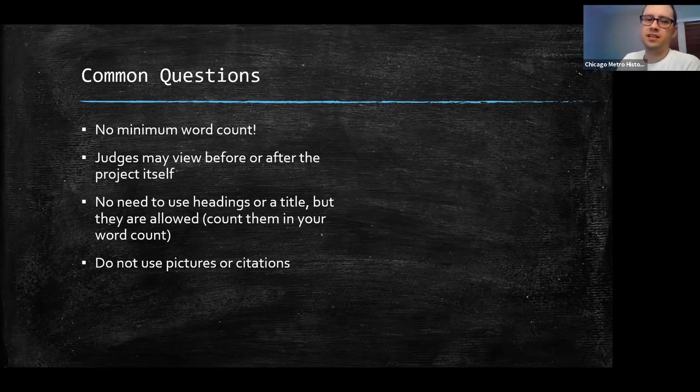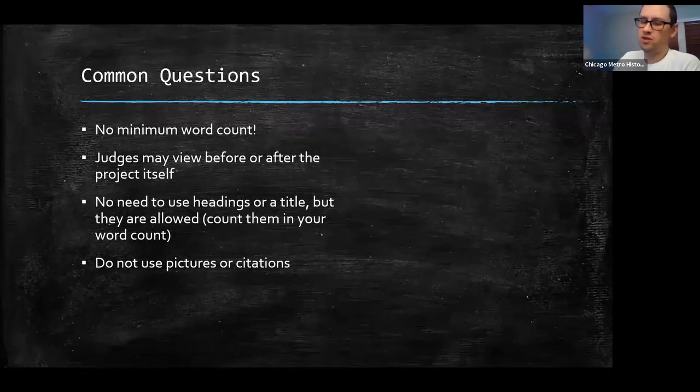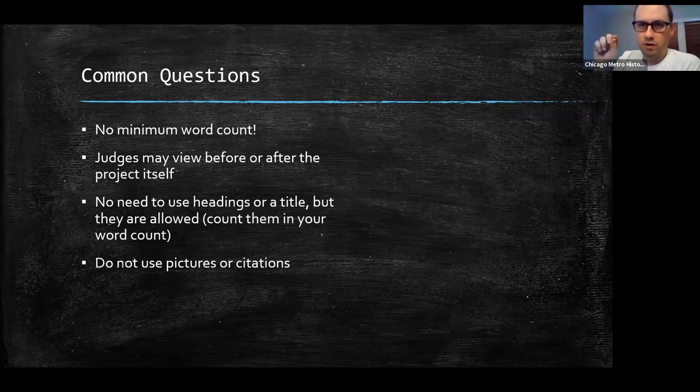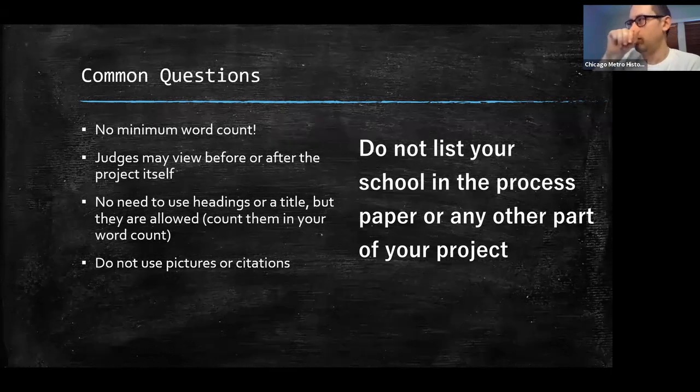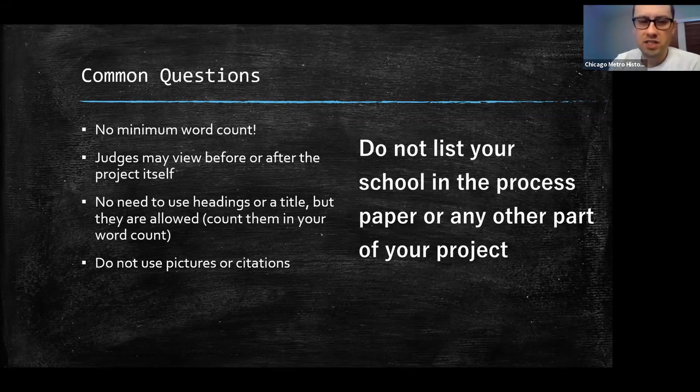No need to use headings or a title, but they are allowed. So a lot of times people will put process paper at the top along with their name. Obviously, that's fine, but you don't need to do headings. Like, you don't need to do part 4, how it relates to the theme. You can just use separate paragraphs for those. So the formatting is not what the judges are looking for here. And also in your process paper, don't use pictures or citations or anything like that. It's just your words, your student composed words.